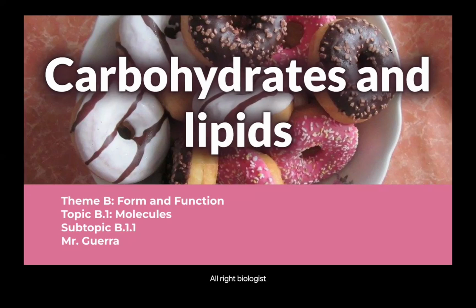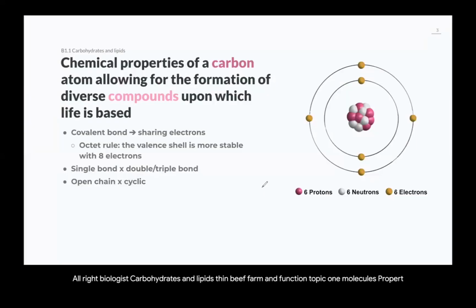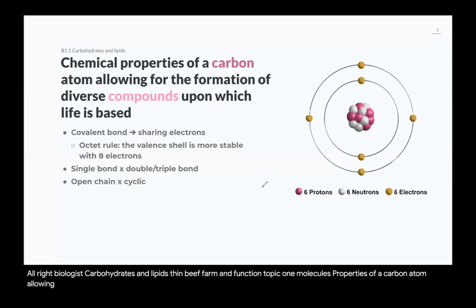Alright, biologists, let's take a look at carbohydrates and lipids, theme B, form and function, topic 1, molecules. So, chemical properties of a carbon atom allowing for the formation of diverse compounds upon which life is based. So carbon atoms, here we have a model of an atom. It has 6 protons, 6 neutrons, and 6 electrons.